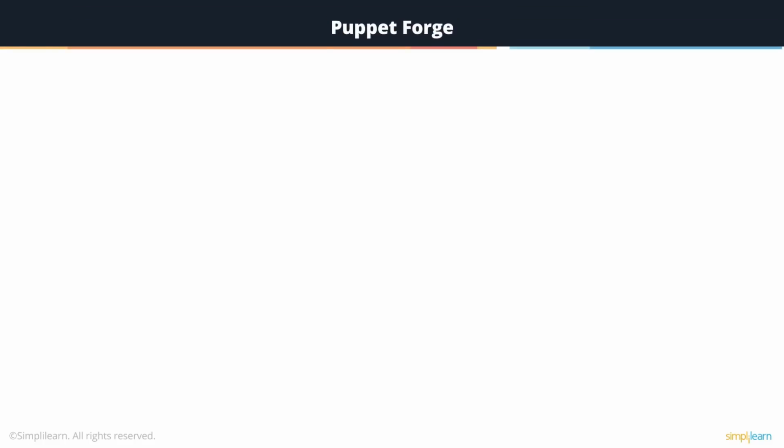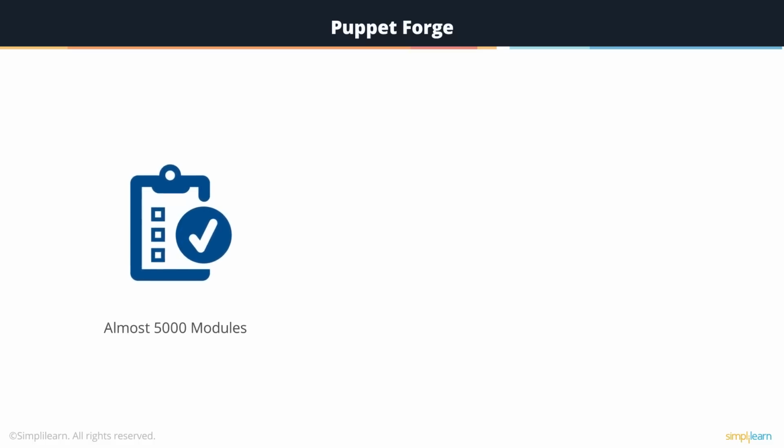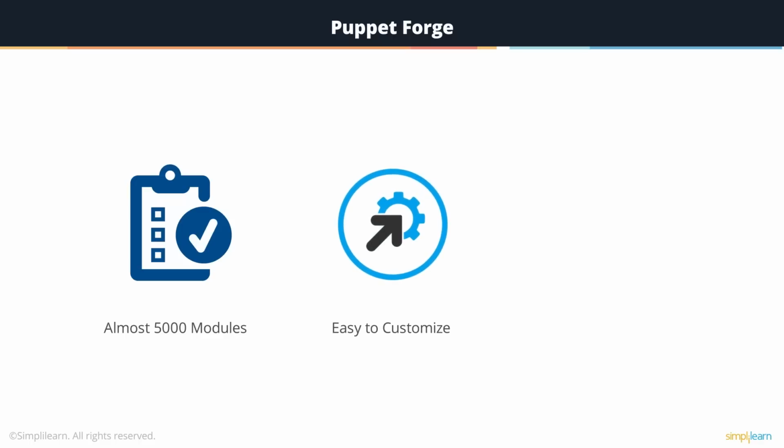So Puppet Forge is a GitHub client for a repository which is hosted by Puppet Labs. It has almost 5,000 modules of Puppet code. These are both Puppet Labs and community contributed. The best thing about this is that they're easy to customize. So when you have a requirement for anything you're doing with your infrastructure, you can just grab one of those 5,000 modules, and then you can customize it according to your needs.